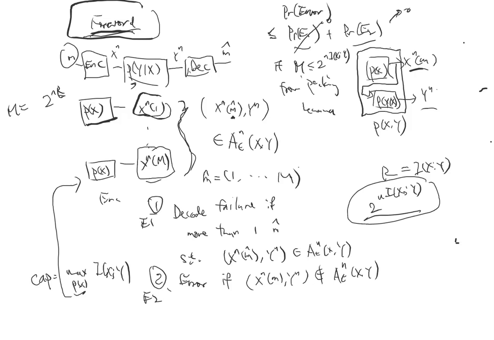So that essentially means that as long as our rate is less than I(X;Y), then we can ensure that the probability of error can be made arbitrarily small. Of course there's some epsilon, but that's not important, because you can fix whatever epsilon you like, and as long as you increase the n, you can always ensure that the probability of error goes to 0.